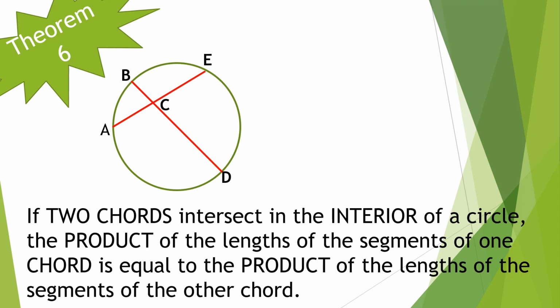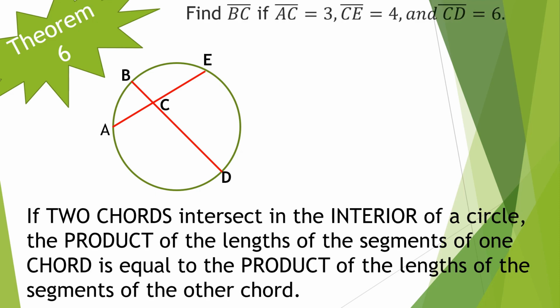If two chords intersect in the interior of a circle, they intersect at point C. The product means the result of multiplying numbers. The product of the lengths of the segments of one chord is equal to the product of the lengths of the segments of the other chord.